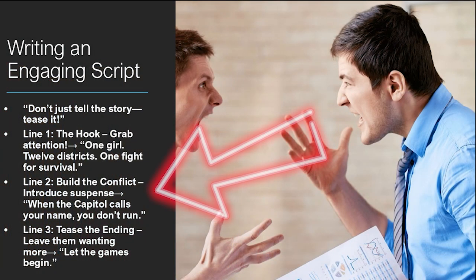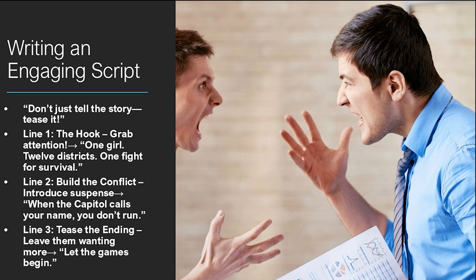Line 2 is where you build the conflict. We're talking again about that beginning, middle, and end structure, filling in what needs to be in those parts. So line 2, building the conflict and introducing suspense: when the Capitol calls your name, you don't run. That would be your next scene. You're talking about the Capitol, which is the place in the movie. You're talking a little bit about the contest, with them calling your name. And then "you don't run" implies that it's something you have to do, you can't take off, setting the stage for what's to come for the characters in the story.